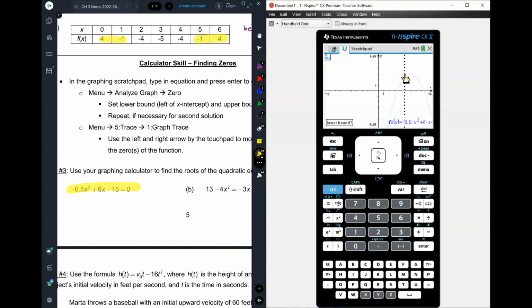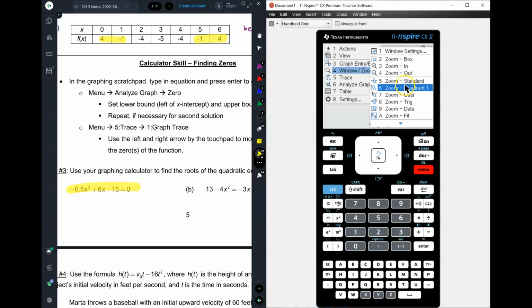Now, choose yourself which one you have to find first. I always do the left one first. So here, same thing. If that's the point, scroll to the left, click here. There we go. Do menu, window zoom, number 5 for standard zoom. Otherwise it's just going to be a line. Menu, window zoom, and look at number 5 here. It's the standard zoom. So hit 5.